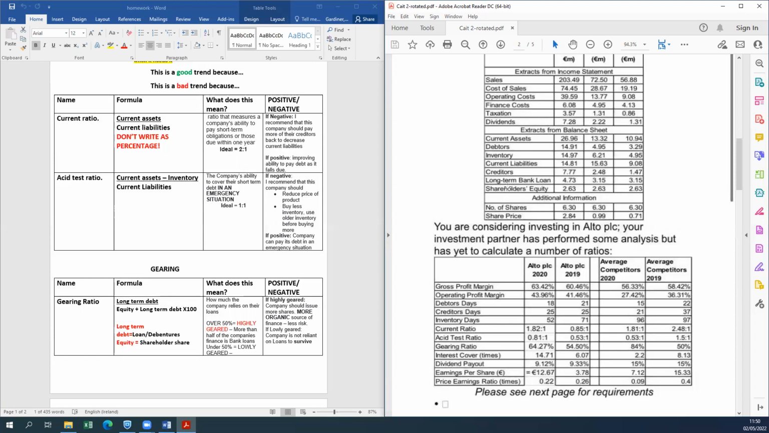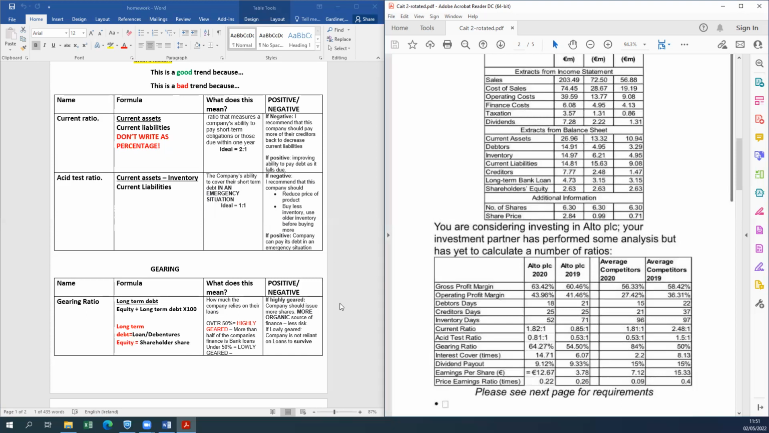This might come in the name like shareholder shares. Long-term debt might be loans. If you see loans at all, if you see debentures, that's long-term debt. Or they have to be long-term bank loans. They'll specify that. But anyways, you put long-term debt over itself plus equity. So these two figures together, times 100.